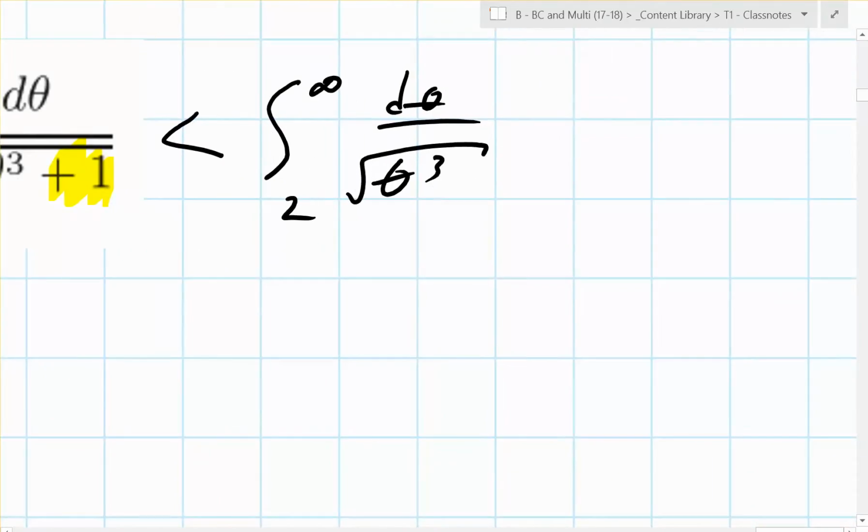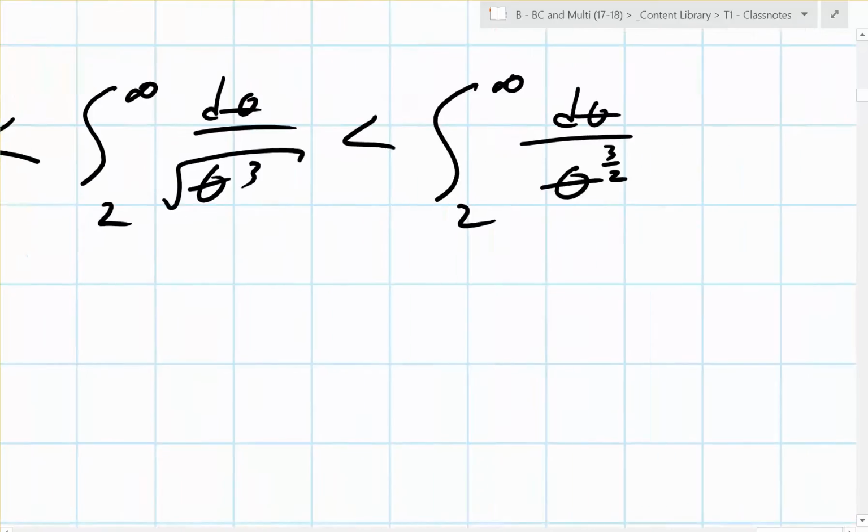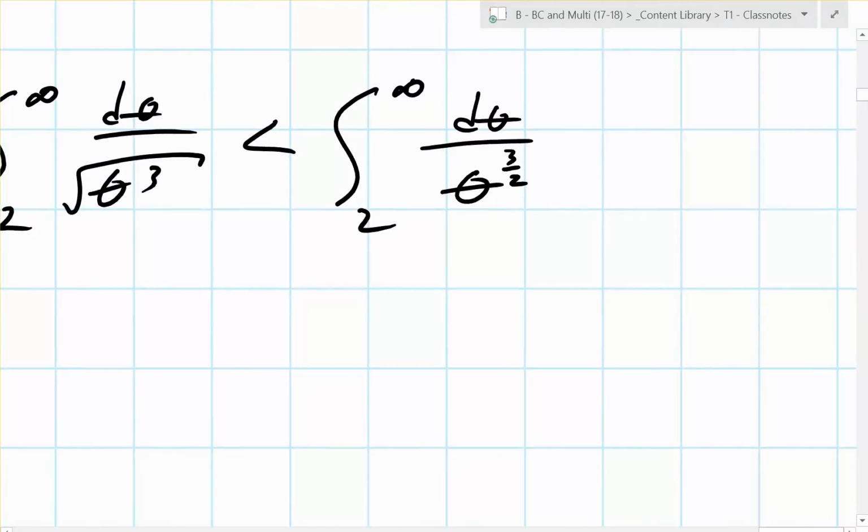1/2. So it's cubed to the 1/2. So if you write this out, it's going to be the integral from 2 to infinity of d theta over theta to the 3/2. What type of p series would this be? Well, p is greater than 1. So what does this do? This converges. You can also check this by actually integrating it out if you'd like.